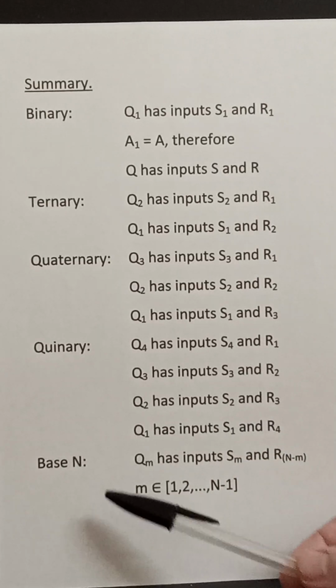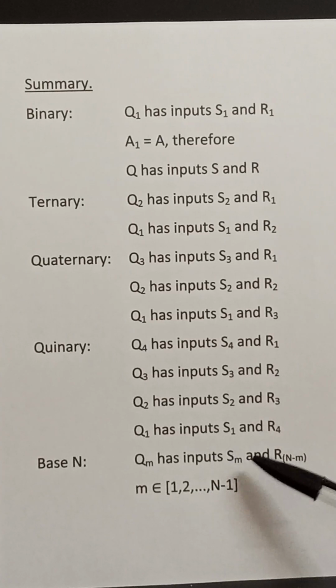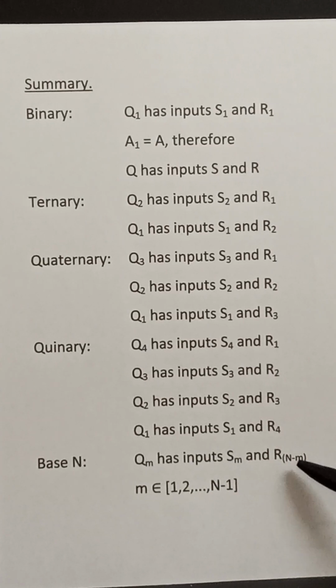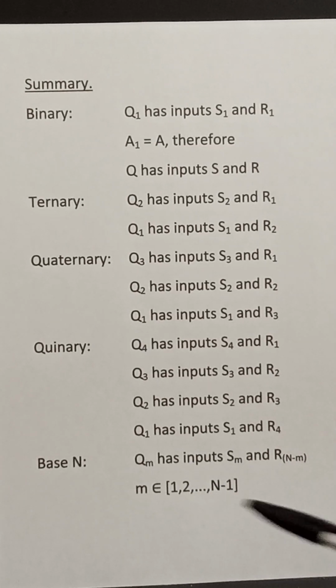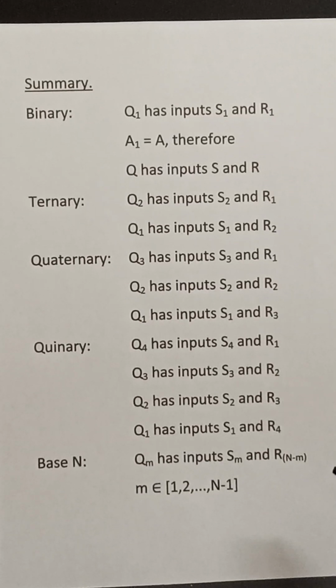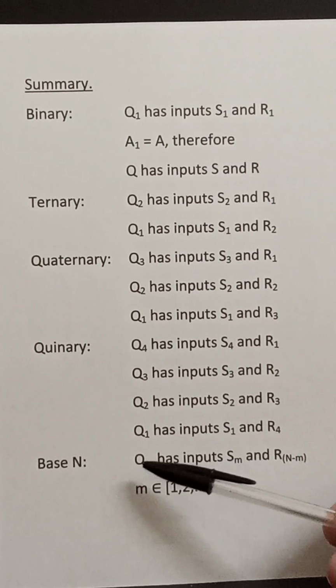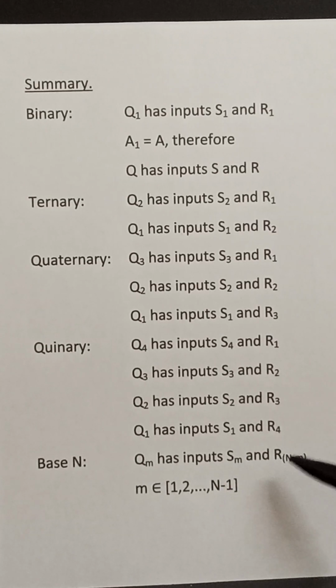So in the general case, base N, QM has inputs SM and R(N minus M), where M equals 1, 2 to N minus 1. So if you want to build a base N flip-flop, you just use the binary NAND configuration, and let the inputs for QM equal SM and R(N minus M).